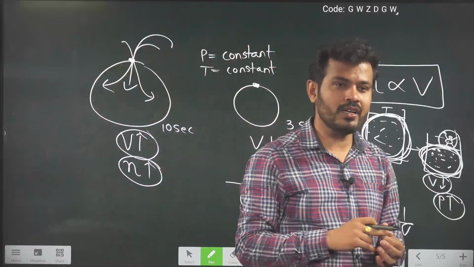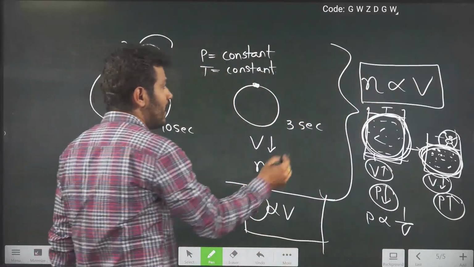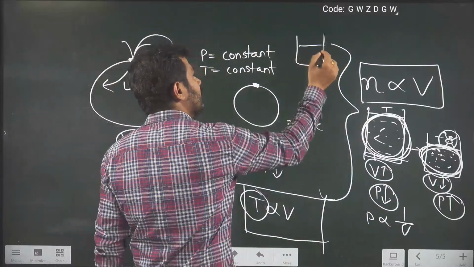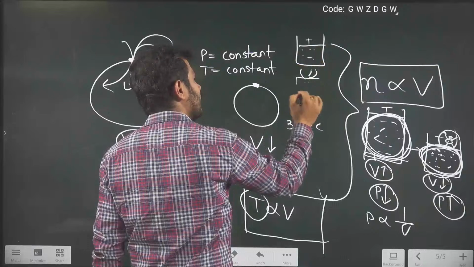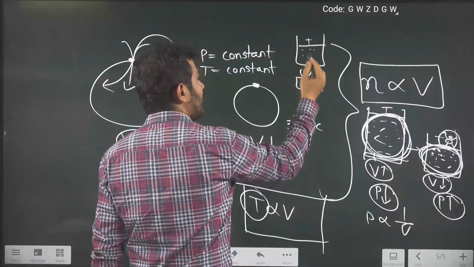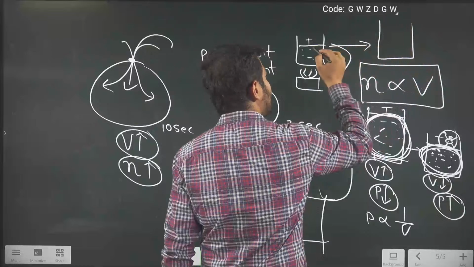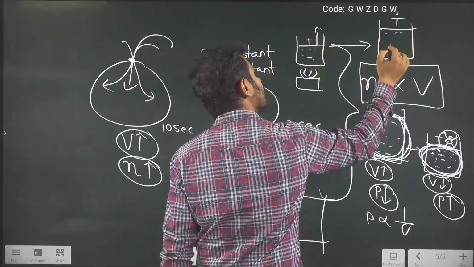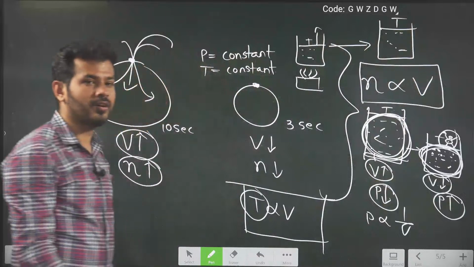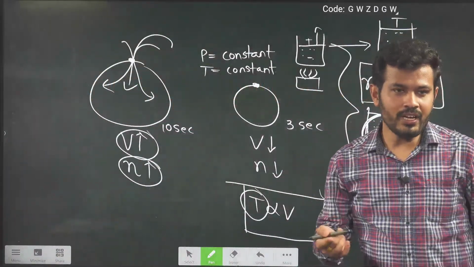Heating a closed container containing water. Very good example. If I have a container like this, with some gas in it, and I supply heat energy, then what will happen to this container? The piston will start moving up. Can you tell me why it is so?